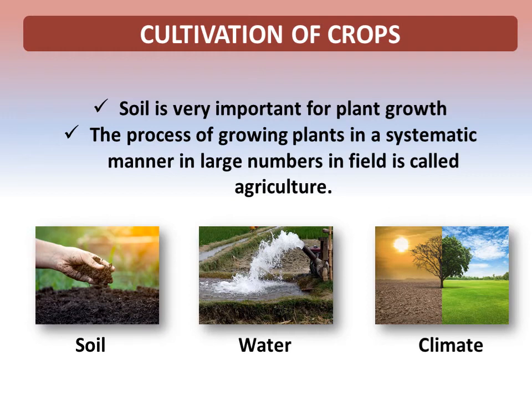Cultivation of crops. Most of our food is obtained from plants. The process of growing plants in a systematic manner in large numbers in fields is called agriculture. The type of soil, availability of water and climate of a place decide the crop that are grown in a region.